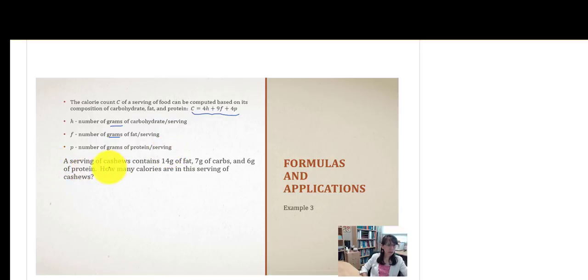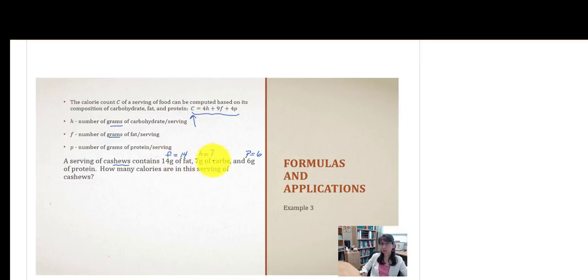So we have a serving of cashews that contain 14 grams of fat, so F must be worth 14. 7 grams of carbs, so H is worth 7, and 6 grams of protein, so P must be worth 6. So what haven't we been told? We know F, H, P, we don't know the calories.